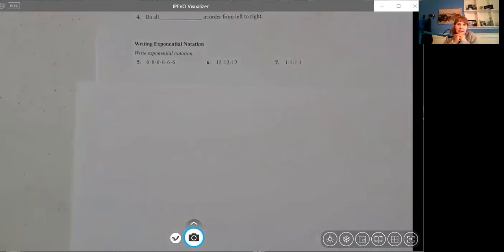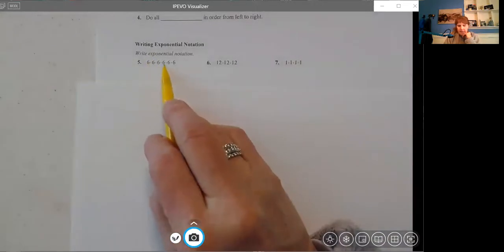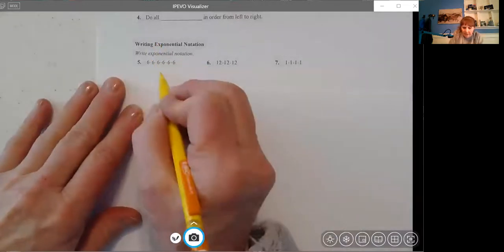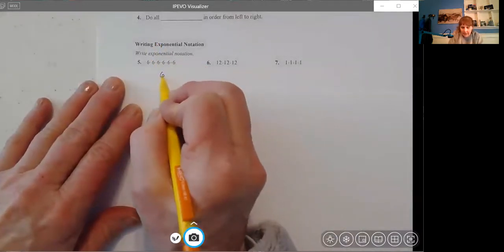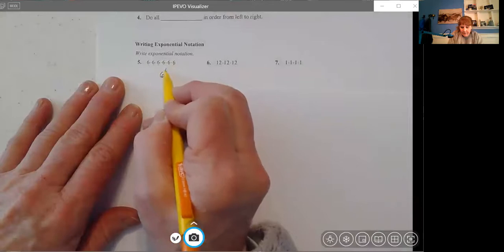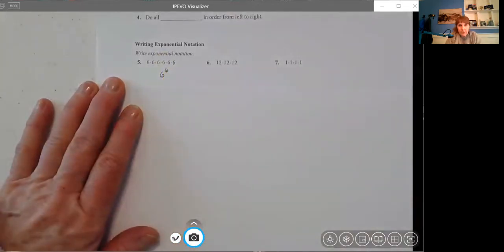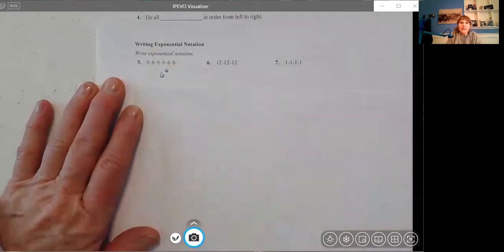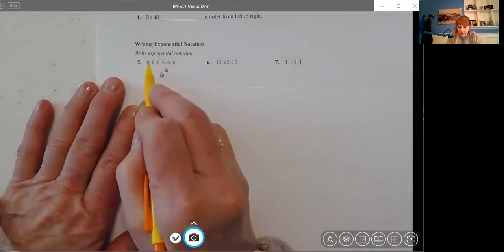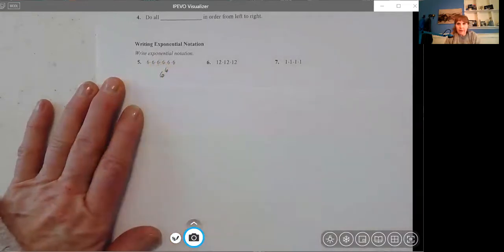exponents and exponential notation. So if I were given 6 times 6 times 6 times 6 times 6 times 6, and you wanted to write this using exponential notation, the base is 6, and you're multiplying the 6 together 6 times. That's the exponential notation for that. These two mean the same thing. So 6 to the 6th means take 6 times itself 6 times. 1, 2, 3, 4, 5, 6. Make sure I counted that right, which I did.